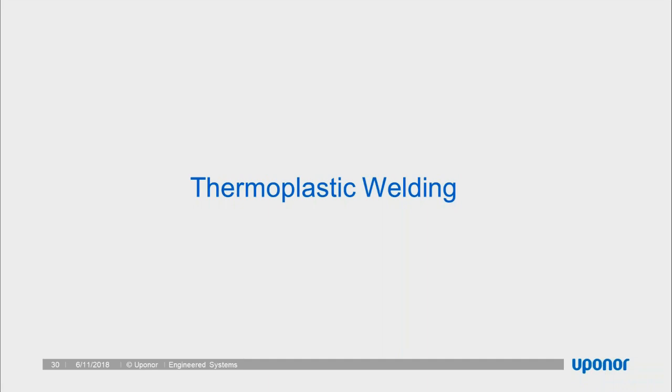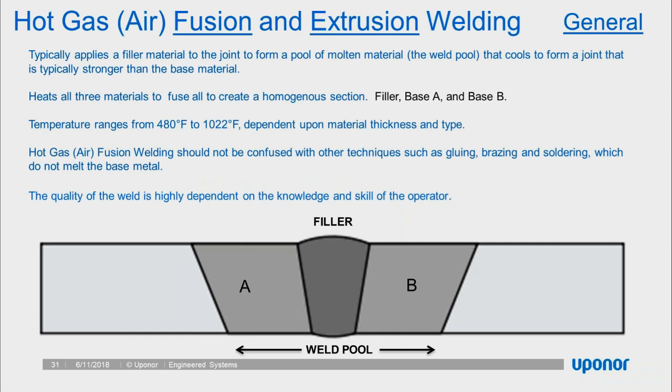So before we can really grasp or understand how we combine Weholite and Wehopanel to create such a wide array of structures, it's important for us to have a baseline understanding of thermoplastic fusion and extrusion welding. Extrusion welding should not be confused with techniques such as gluing, brazing, or soldering, which do not melt the base material and actually result in a seam or a weak point in the base materials that are joined.